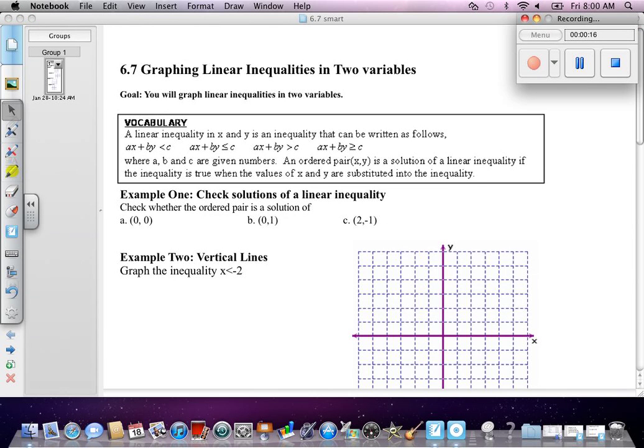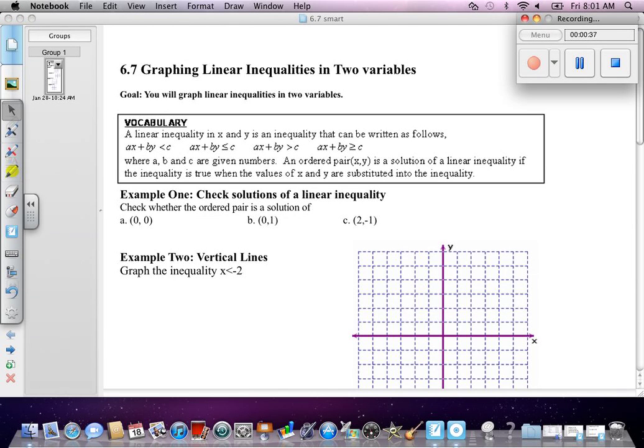Okay? So the first thing we're going to talk about, ladies and gentlemen, is a linear inequality in an x and y value can be written in any of these forms, where a, b, and c are given numbers. An ordered pair, x, y, is the solution of a linear inequality if the inequality is true when the values of x and y are substituted into the inequality. So we're going to try one of those first.